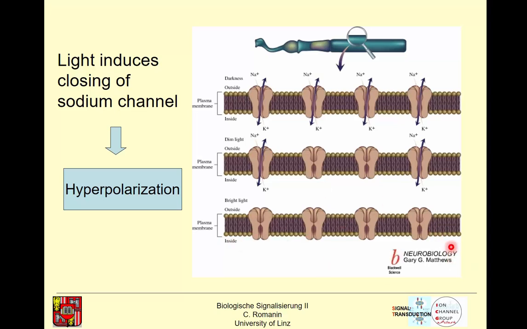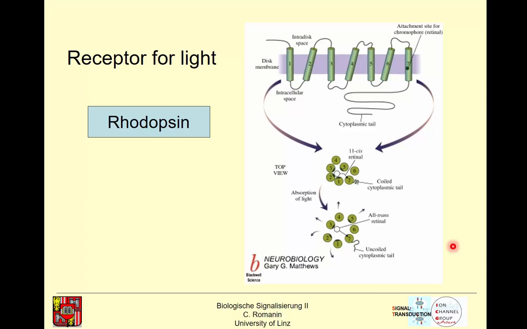So let's further continue with what's happening in these specialized photoreceptor cells that makes these channels go from an open to a closed state. First of all, we are asking what is, at the very beginning of this cascade, the receptor for light? And this was one of the first G protein coupled receptors that have been identified and particularly crystallized. So this is the specialized receptor, and it's a classical G protein coupled receptor.